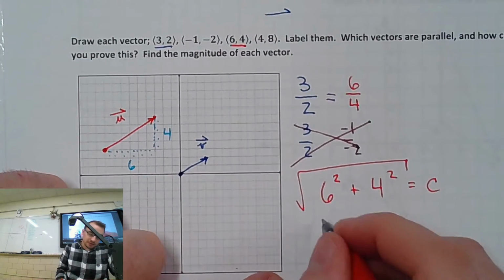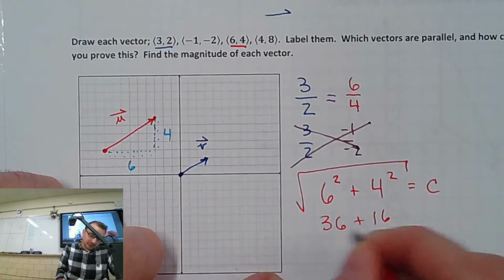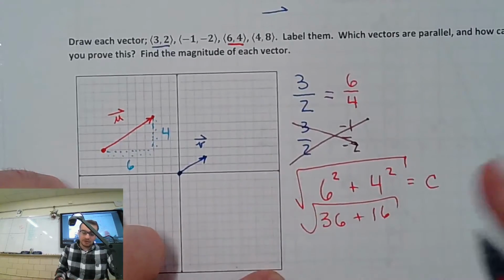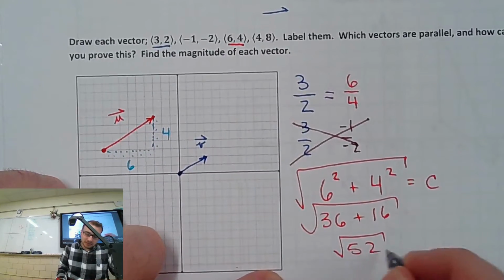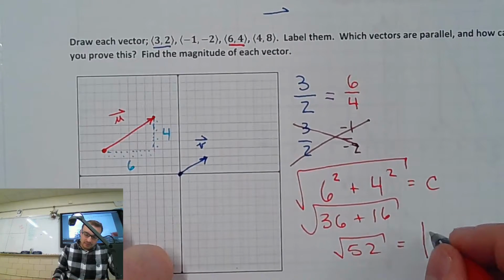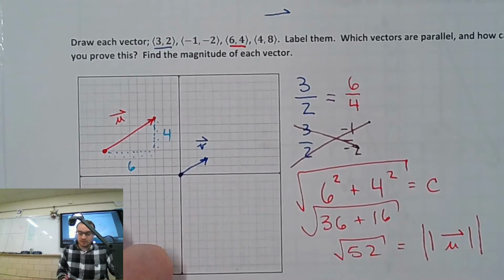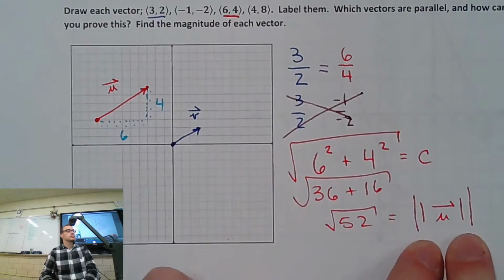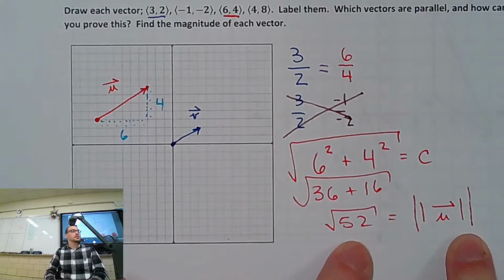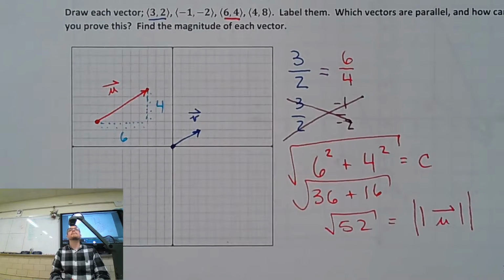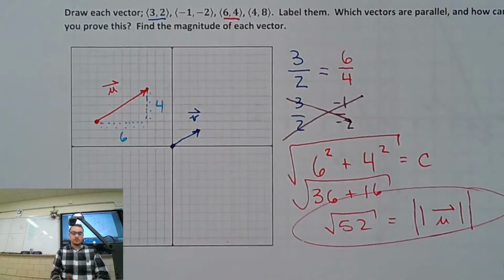6 times 6 is 36. 4 times 4 is 16. You can trust me on that. Add them together and then root them. That's 52. So the magnitude of vector u is root 52. This is a symbol for magnitude. That's how long it is. It's root 52. When we first did this, you did the range.